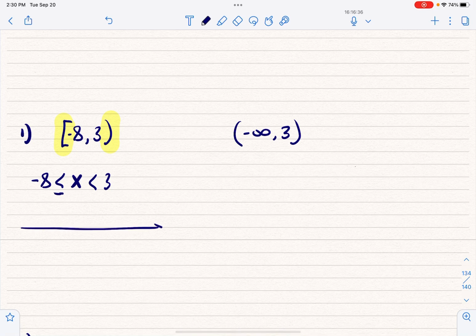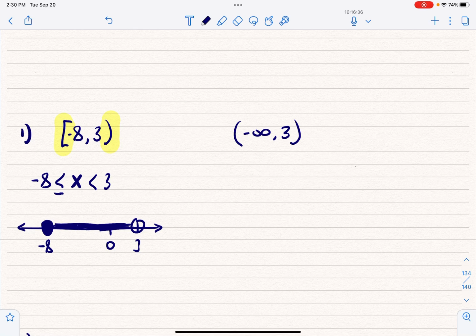On a number line, real simple, you just pick those two values and bring them down, -8, 3. I like to usually put 0 to kind of signify where that's at. And then because it includes -8, I'm going to fill in the dot there. It does not include 3, so I don't fill in the dot there. And I just graph the in-between. So that would be how to graph that interval and express it in an inequality.